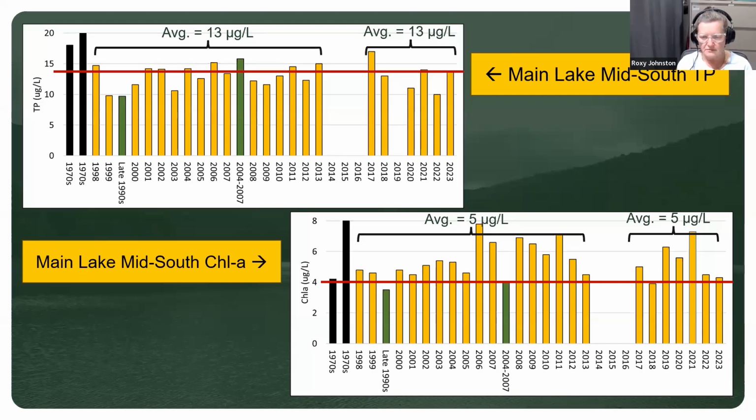Did you say main lake mid-south location? Yeah, that's kind of the historic site. It's a little north of Taughannock Park. If you went even farther up, to the very middle of the deepest part of the lake, I think the phosphorus and chlorophyll numbers are a little different than Taughannock, but near Taughannock. But that's the one that we use as the long-term monitoring site for Cayuga.